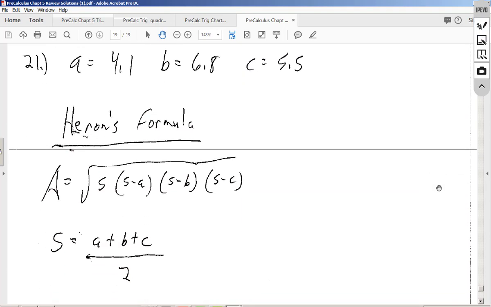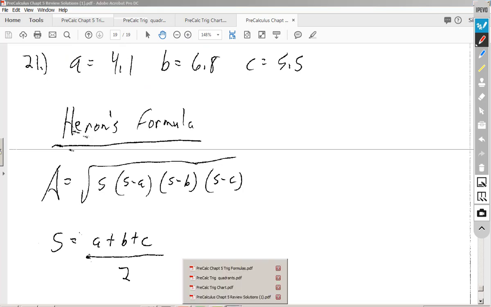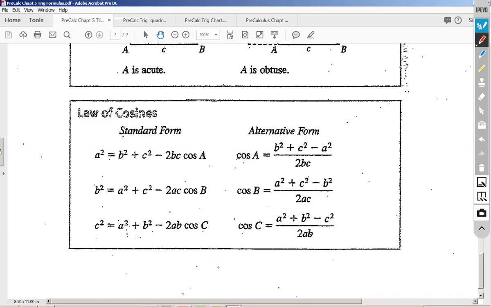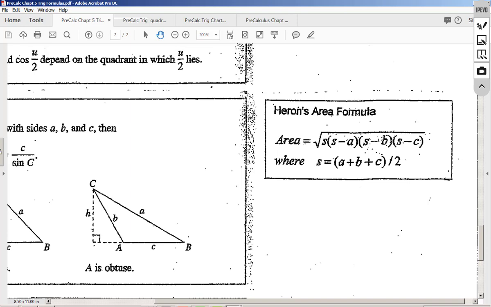Number 21, the directions say use Heron's formula to find the area of the triangle. It says that side A is going to equal 4.1, side B is 6.8, and side C is 5.5. With Heron's formula, you can go back to your formula sheet, and you're going to notice that Heron's area formula has two parts to it.